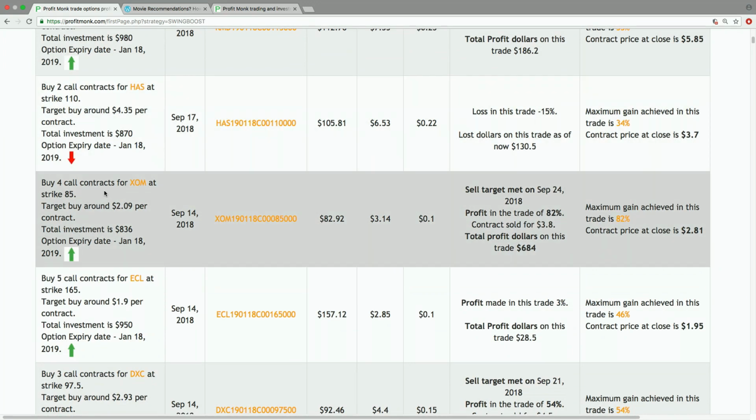This information came on September 14th for Exxon, and it said you should buy at 209 and you should sell if it goes beyond 314. And it says that on September 24th, which is a couple of days ago, the profit in the target was 82%, you sold it, you closed it. Okay. So how did that go?